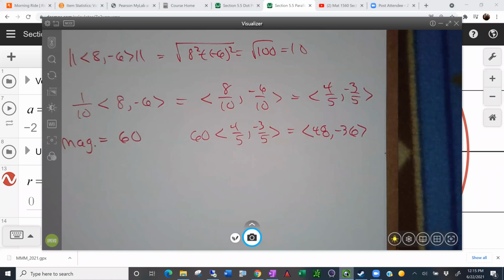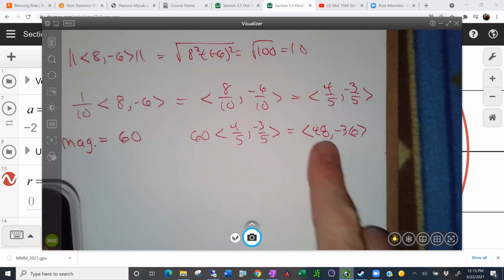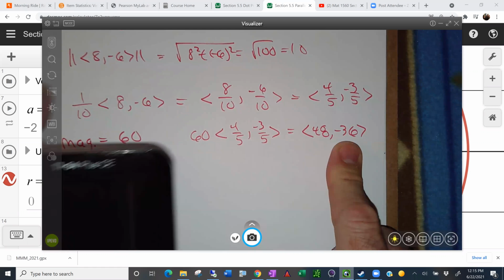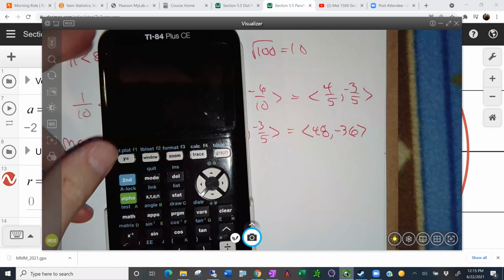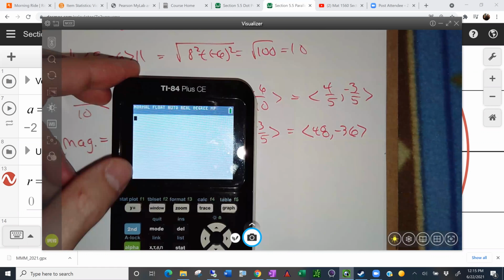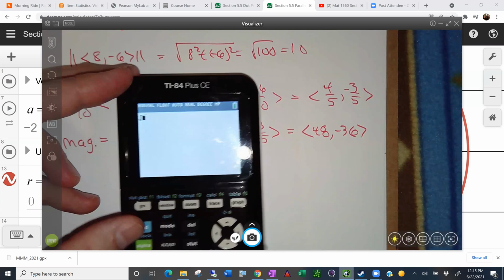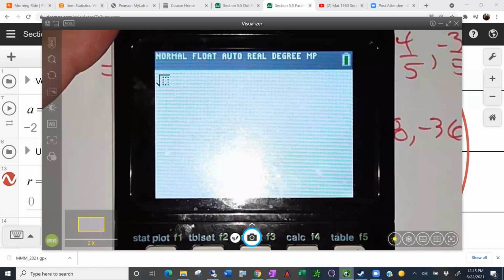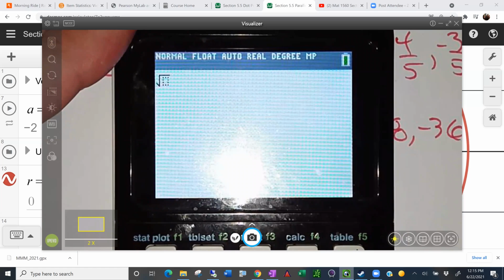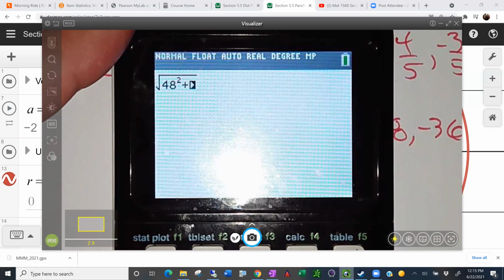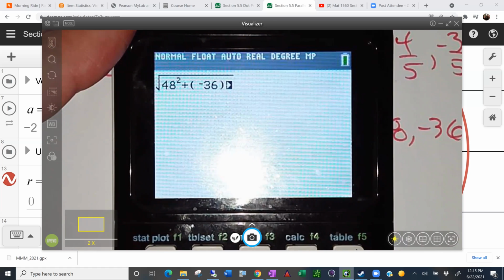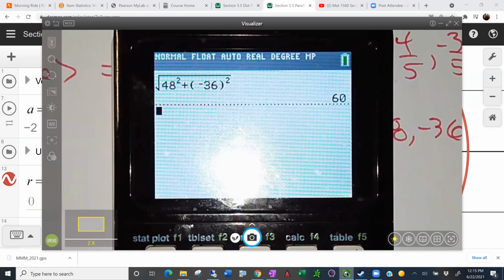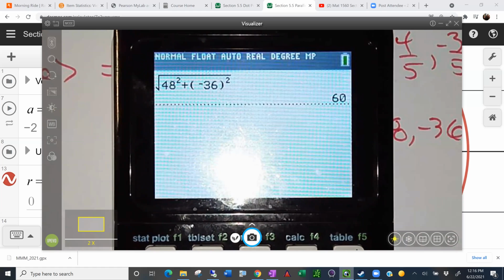Let's just double check that that actually works. We should be able to take 48 squared plus negative 36 squared, add them up, take the square root, and come up with 60. So square root, come on, one more time. There you go. 48 squared plus, and you've got to be careful with this, put your negative 36 in parentheses and then square it. Bam, 60 as advertised.